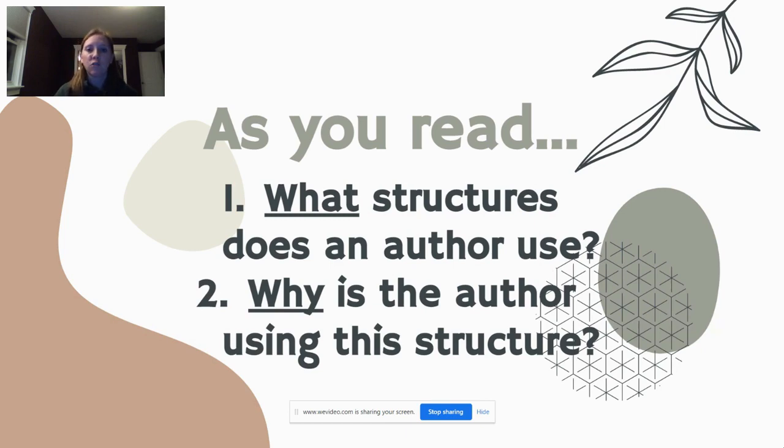So again, text structure is really embedded in everything that we read. So thinking about what that structure is and why it is being used can really help us analyze a text at a deeper level. All right.